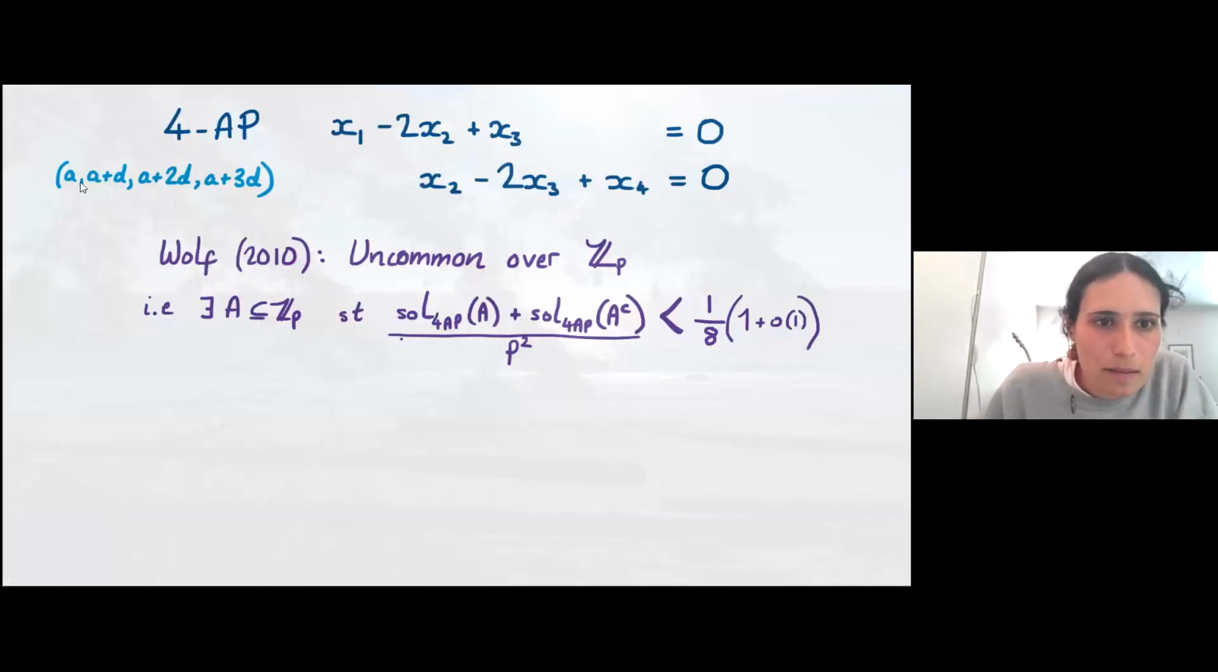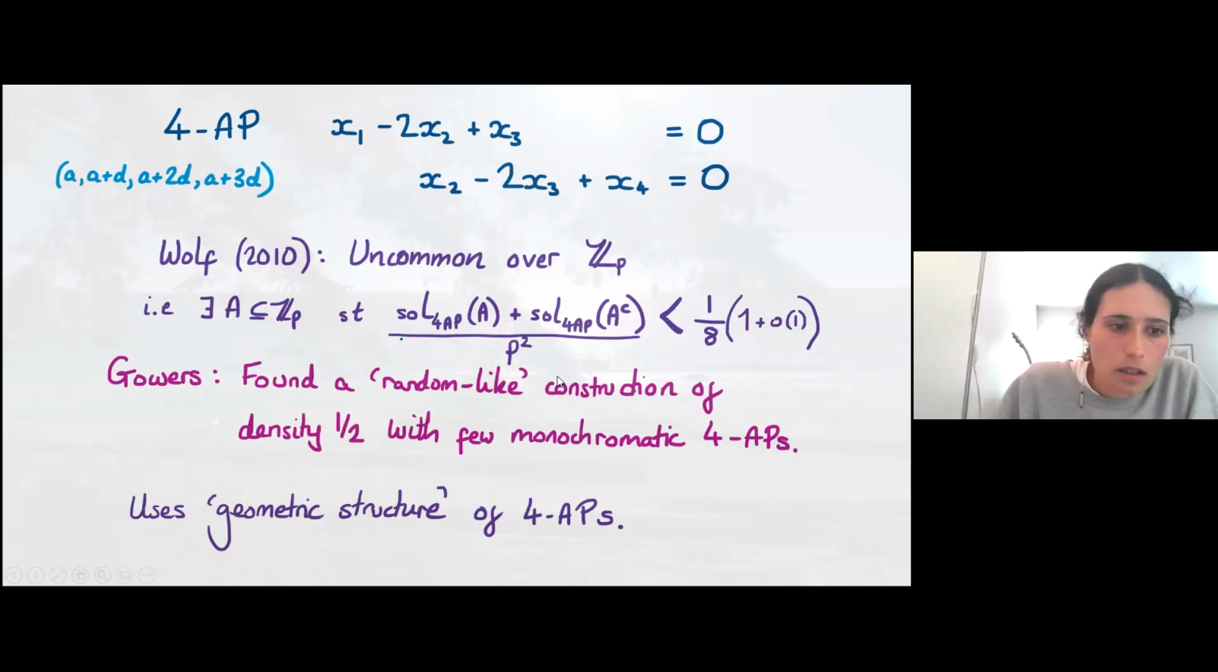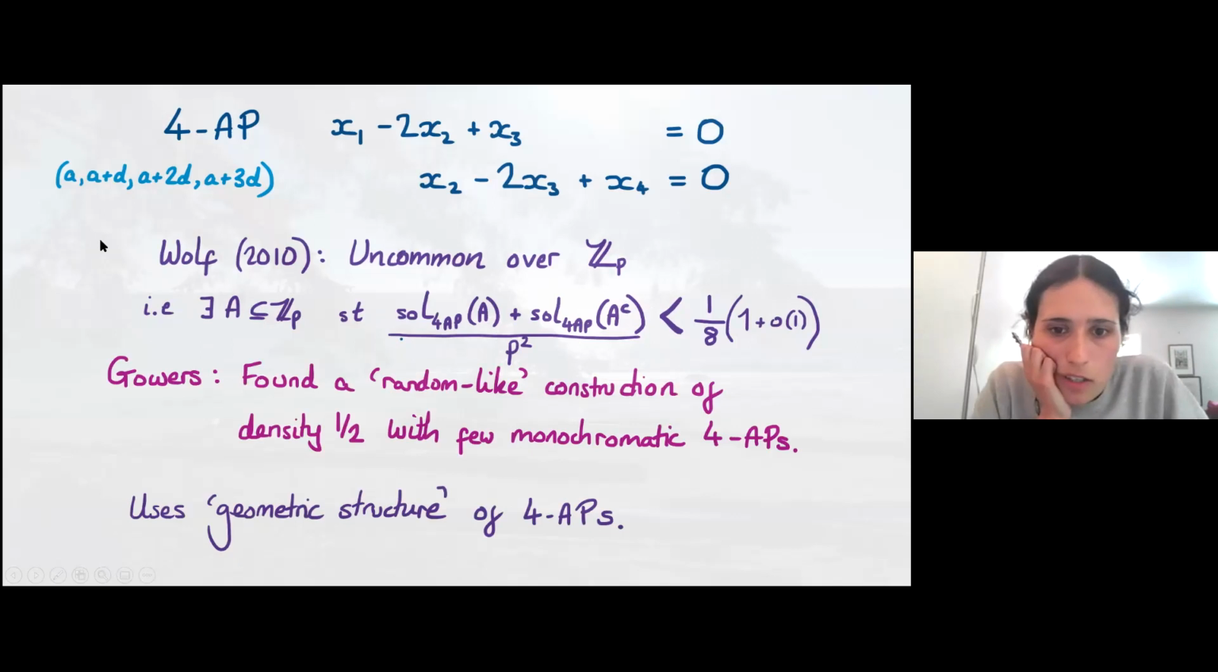Okay, just briefly, what is known about 4APs? I've just repeated the equation here. Julia Wolf in 2010 proved that 4AP is uncommon over Z_p. This is just another way of saying that she found a construction that had too few monochromatic 4APs. And Julia Wolf's construction was based on a construction of Gowers, which comes from quadratic Fourier analysis.